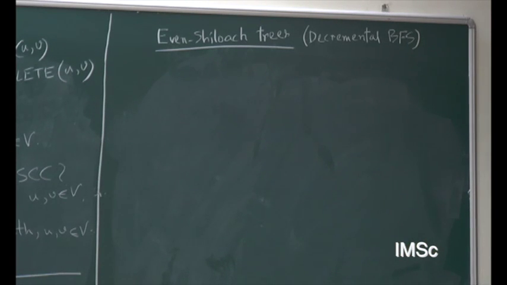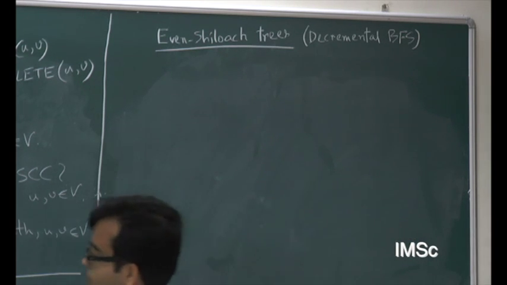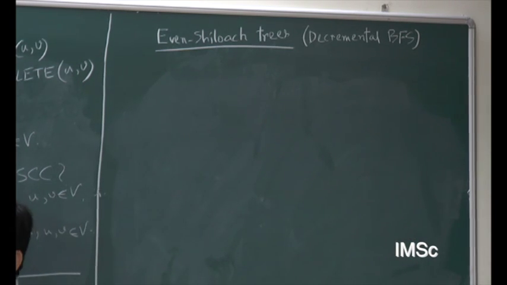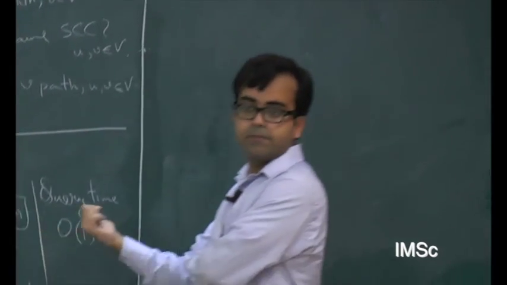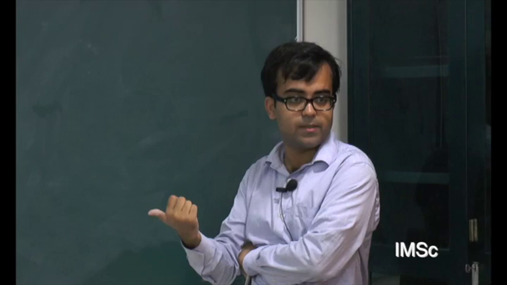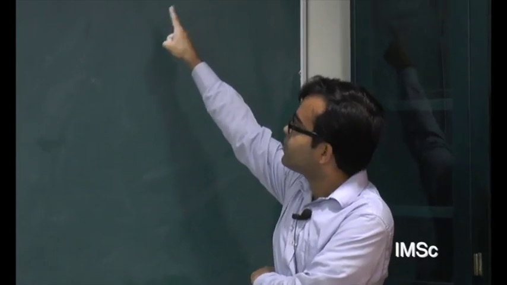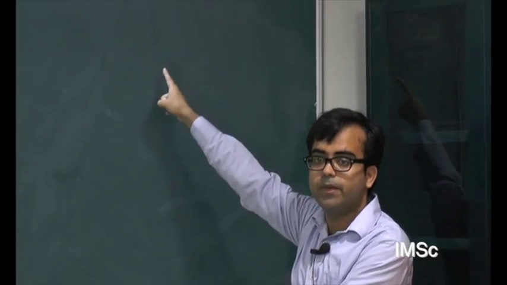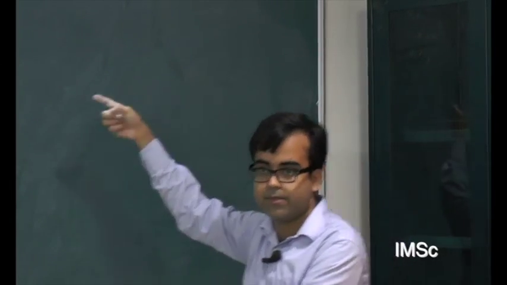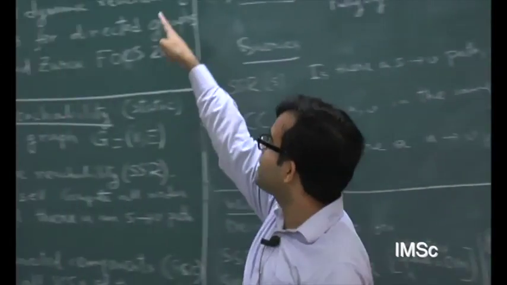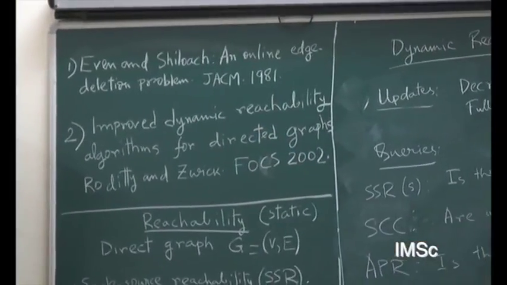Now, decremental breadth-first search. So, note that for single source reachability, you don't need to really maintain the breadth-first search tree. It's giving you something stronger, right? The breadth-first search tree is also the shortest path tree. But the Even-Shiloach tree is actually going to maintain the BFS tree under edge deletions, and hence the title of the paper is also an online edge deletion problem.